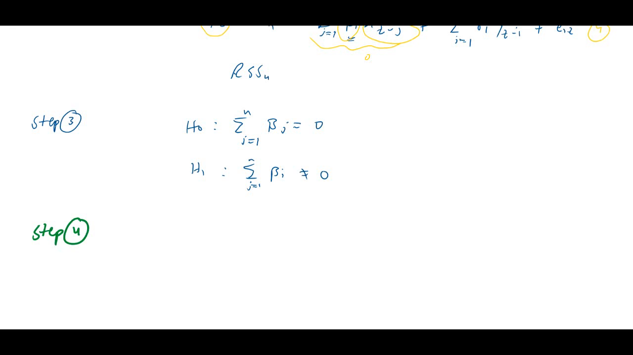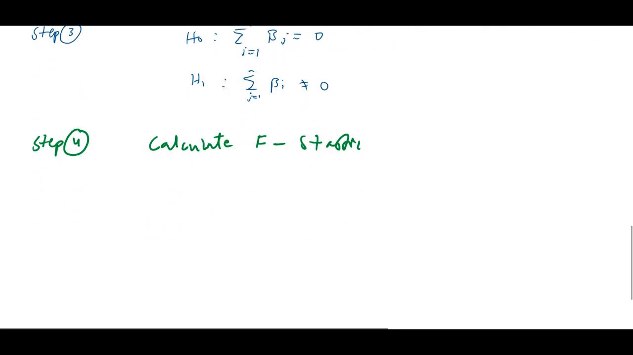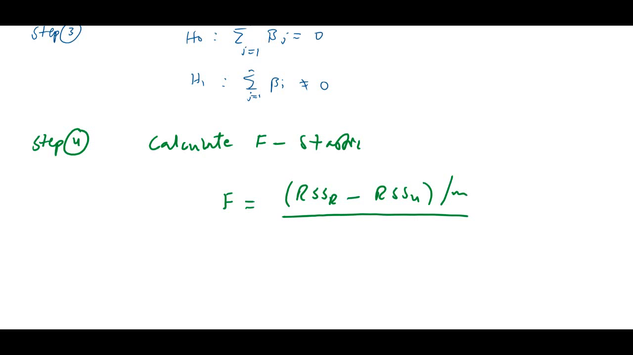What we do, we calculate the F statistic. Our F statistic can be calculated as F equals residual sum of squares of restricted minus residual sum of squares unrestricted, divided by m, and this whole divided by residual sum of squares unrestricted along with the degree of freedom.